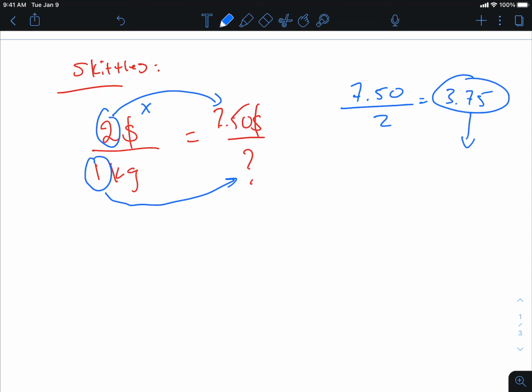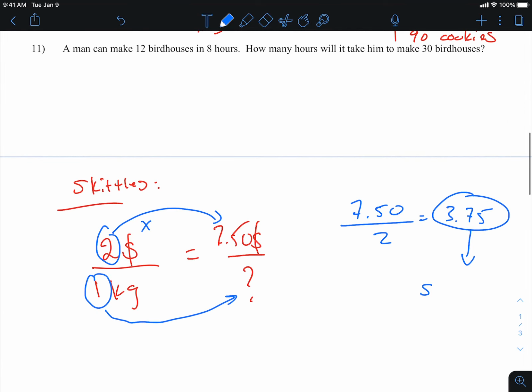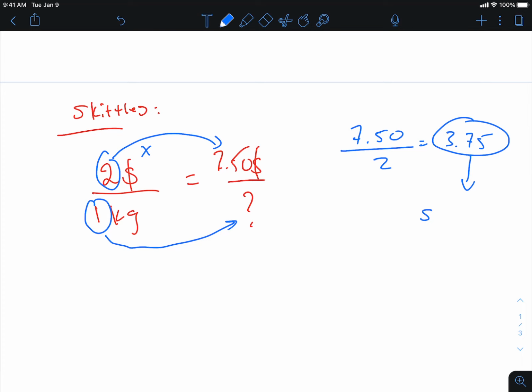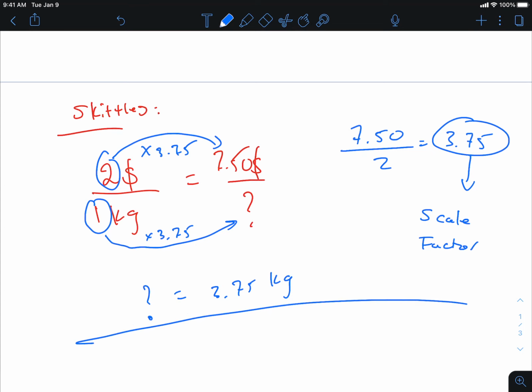What do we call this? The scale factor. Now, if I have to multiply by 3.75 here, then I multiply by 3.75 here, and the question mark is equal to 3.75 kilograms. That was a nice one because the number was 1 over here. You just multiply the kilograms by the scale factor.